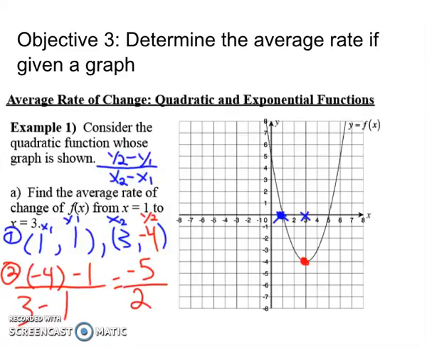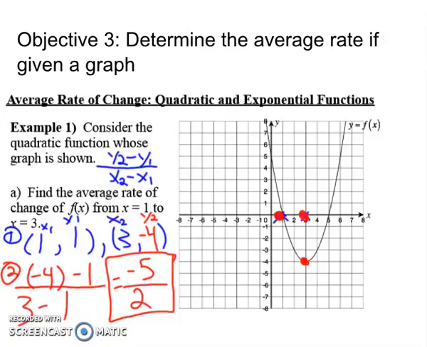This is an instance where it cannot be reduced. 5/2 cannot be reduced. So that is my final answer. -5/2 is the rate of change. And what happens with a graph is you can actually see it happening. So from x equals 1 right here to x equals 3 right here, I'll highlight it in blue.